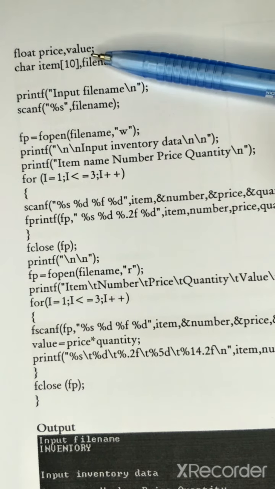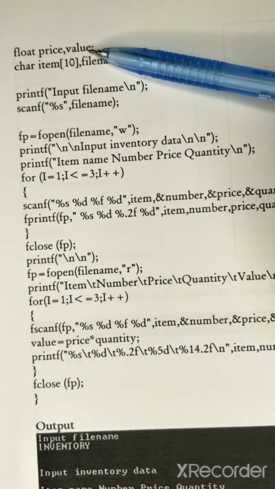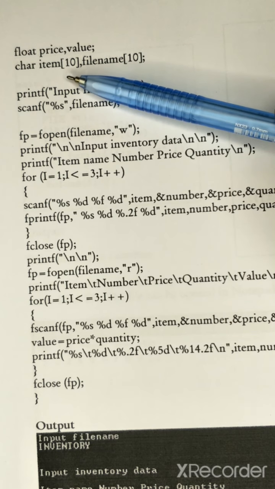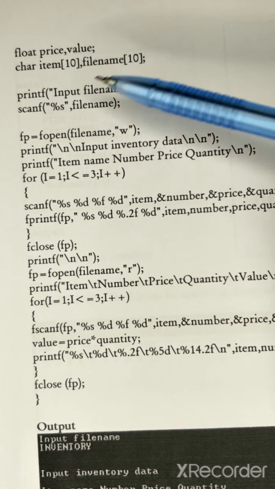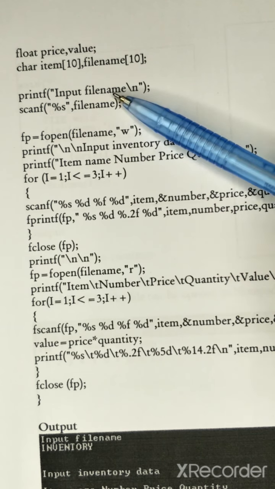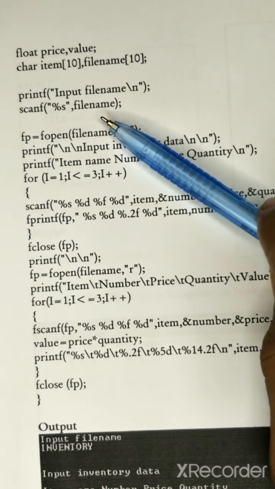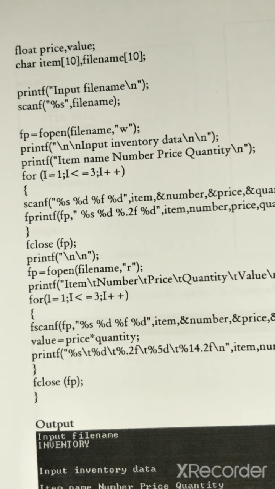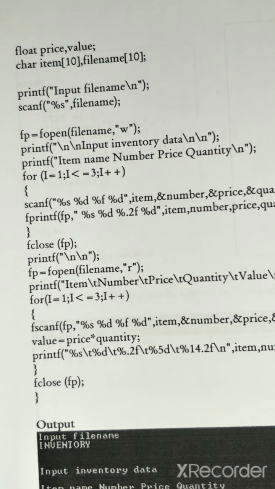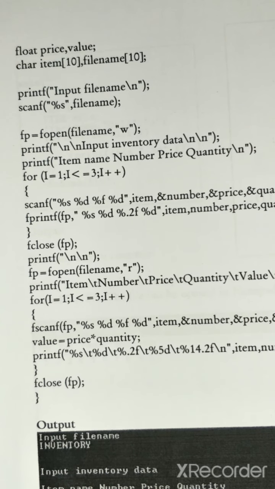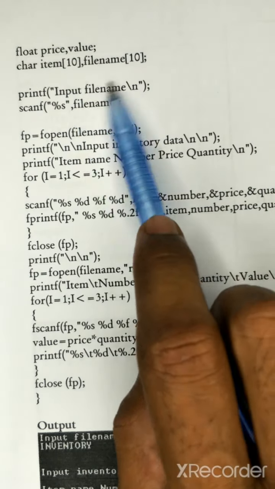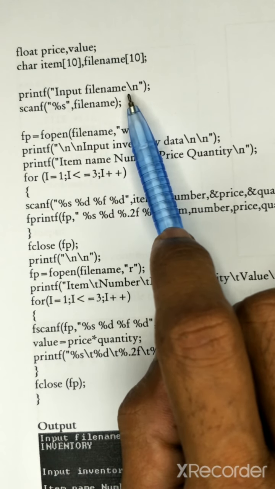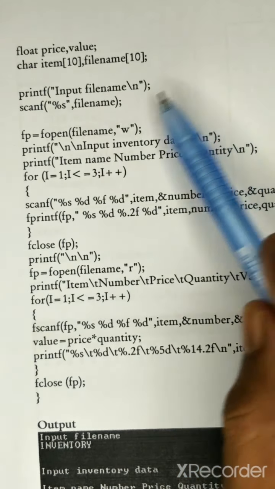Okay, let's read this. We have the price value of floats, and we have char item file name, so input the file name, scan file name. In this case we give the file name through the keyboard. So when you run the program, it will print out this input file name. You just key in the file name. We want it named inventory, so you just type inventory.